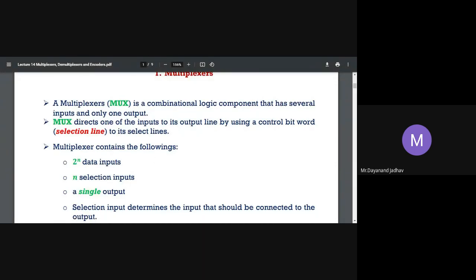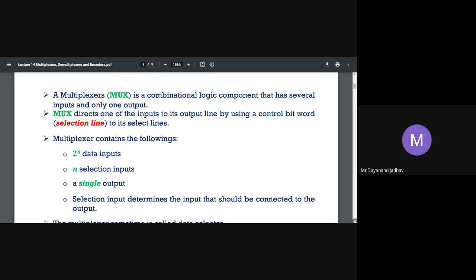See here, multiplexer contains the following: 2 raised to n data inputs. N is the selection input, meaning select lines. It is called select input or select lines. With the help of select lines, from the main inputs we can consider one as the output. A single output: multiplexer has a single output. Selection input determines the input that should be connected to the output.